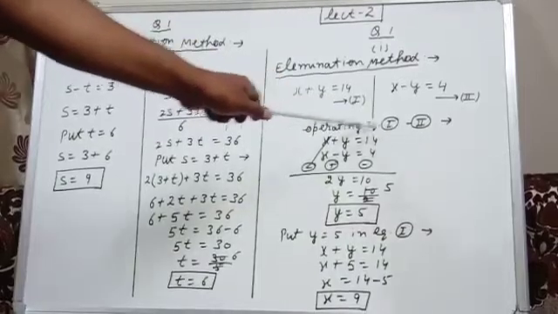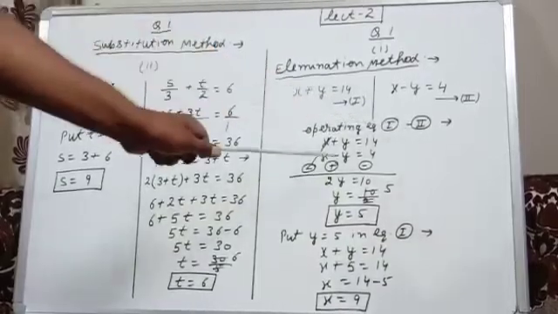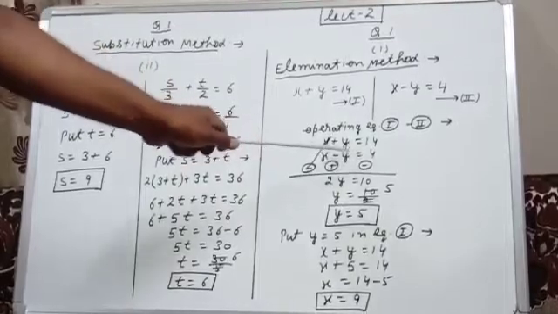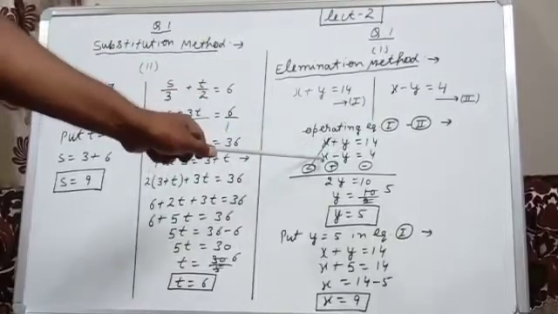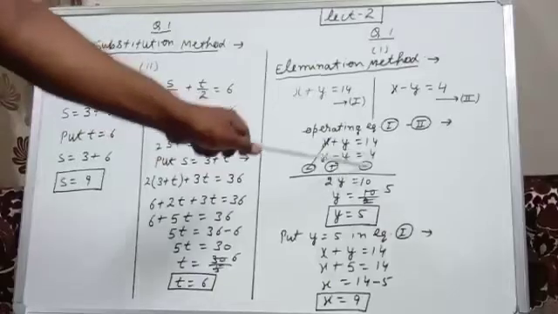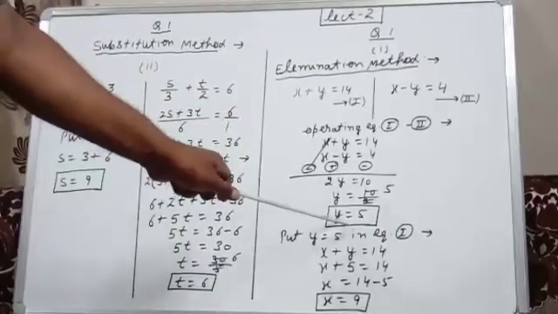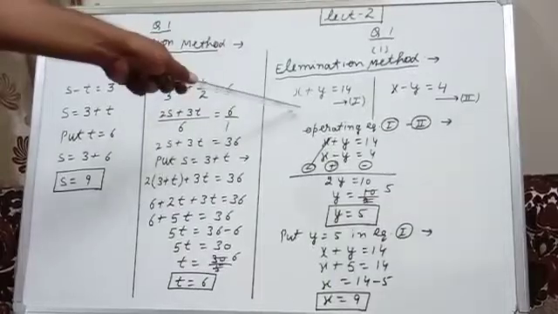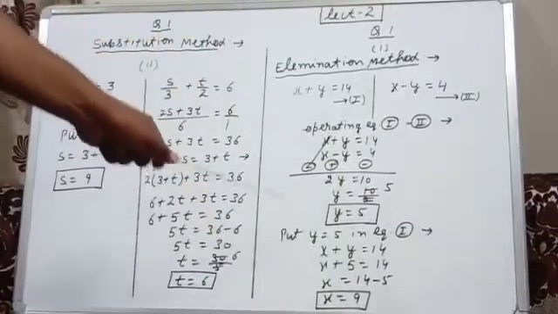Equation, operating equation first minus second. Minus means the value of this second equation will change its sign. So this plus minus, this minus plus, this plus minus, then we solve, we get the value of one variable. Now we put in the first equation or in the second. Generally we put in the first, we get the value of the second variable.